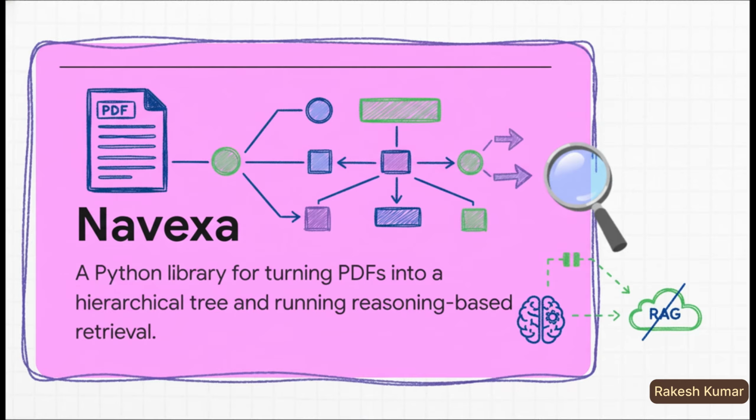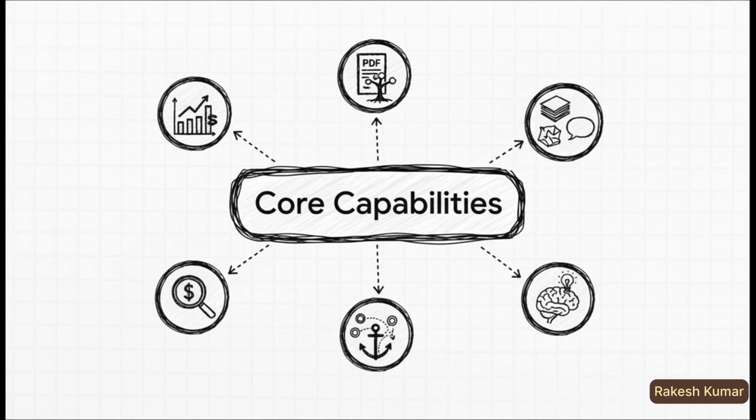That hierarchical tree is the logical map of the document we just saw, but the reasoning-based retrieval, that's the secret sauce. Instead of just searching for words that sound similar, it actually reasons about where the answer should be within the document structure. It's a totally fresh take on RAG, retrieval augmented generation, but it does it without playing the usual word matching game.